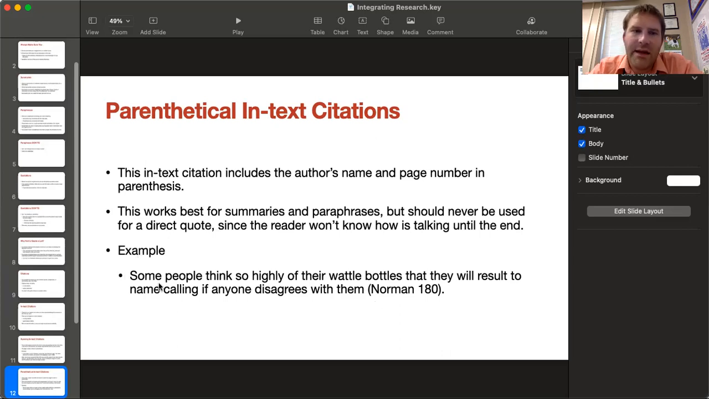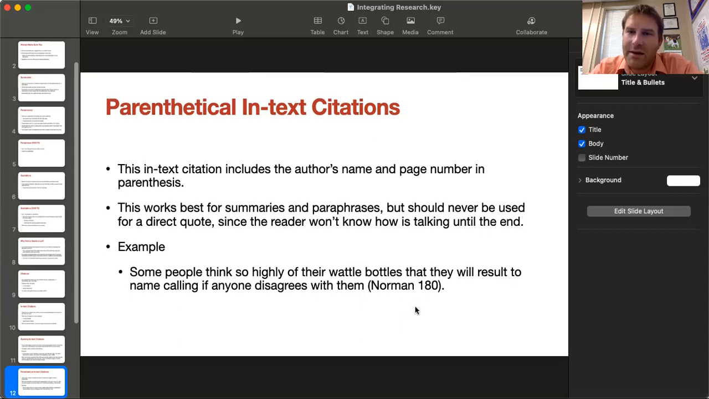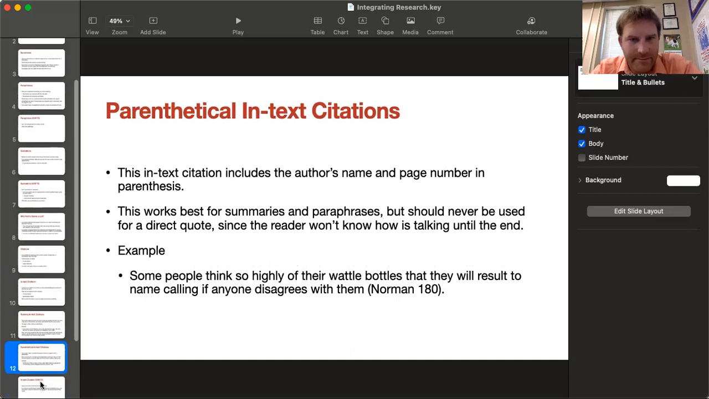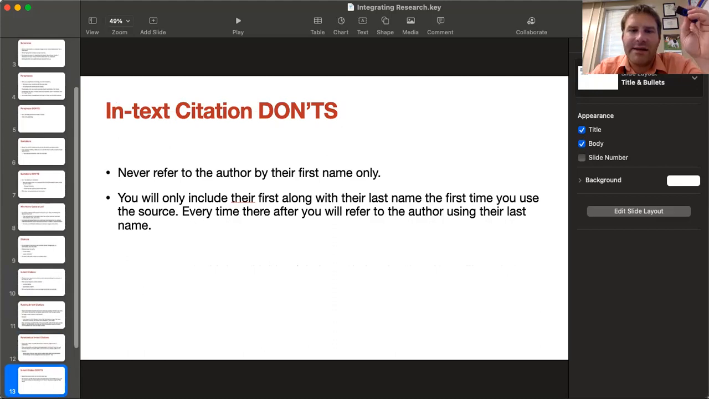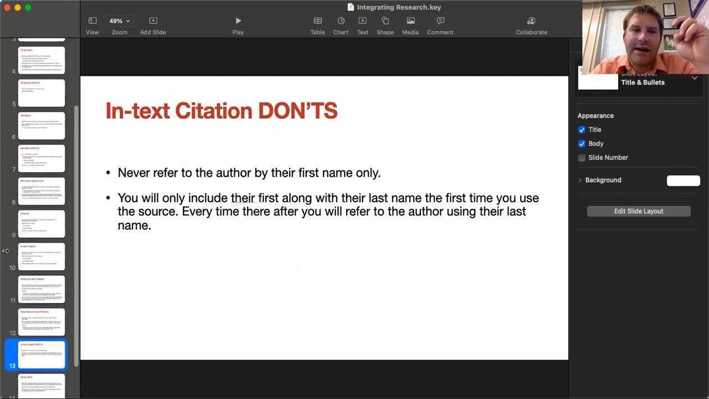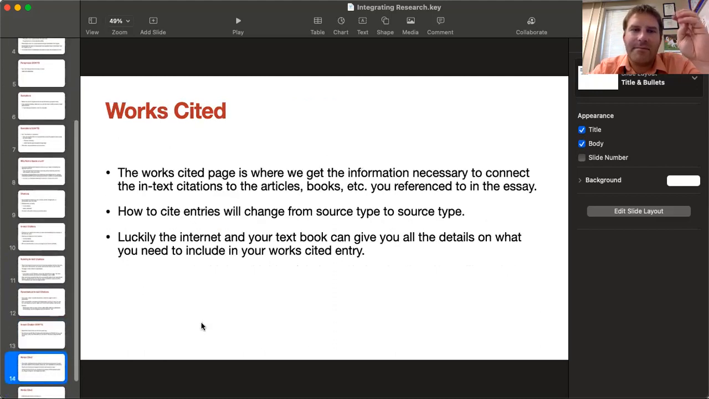Here's an example. Some people think so highly of their water bottles that they will resort to name calling if anyone disagrees with them. (Norman 180). In-text citations never refer to the author by their first name only. You will only include their first name along with their last name the first time you use the source. Every time thereafter, you will refer to the author using their last name. So mainly use their last name.